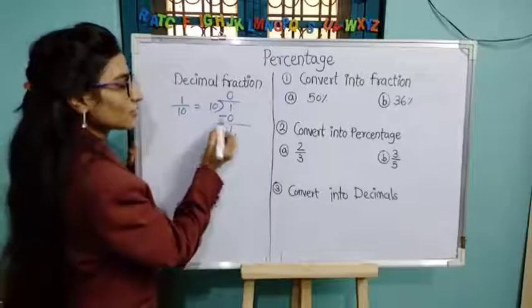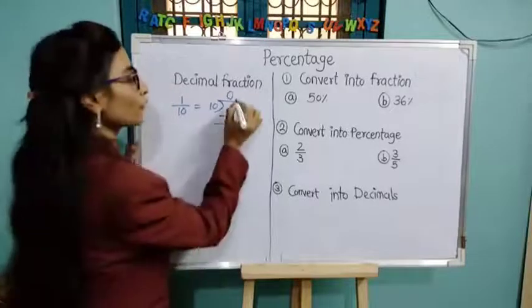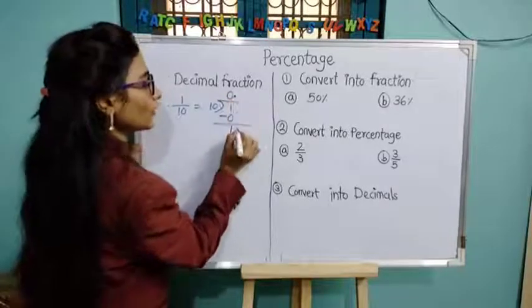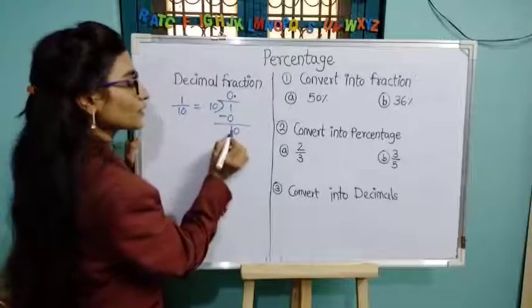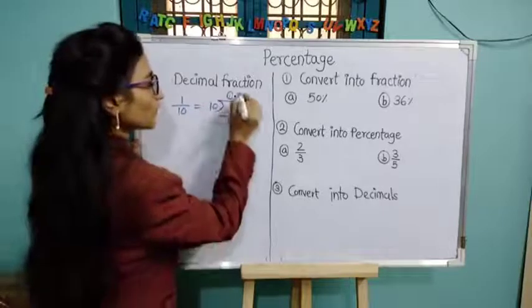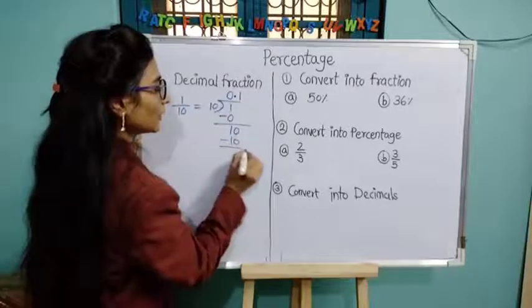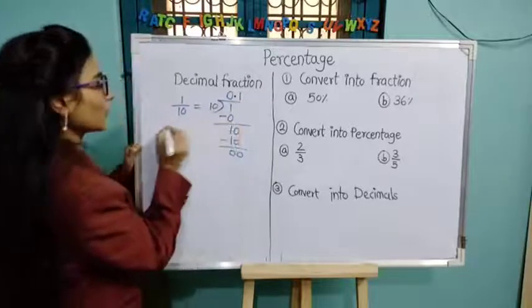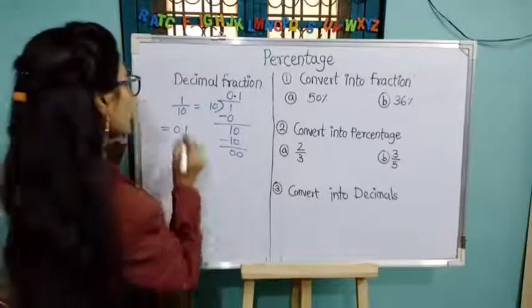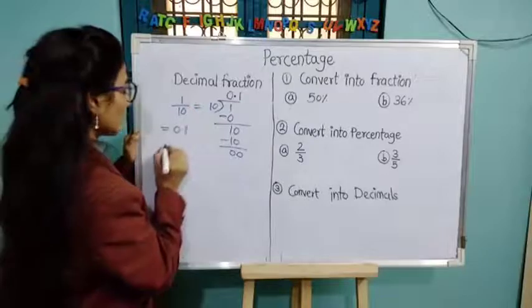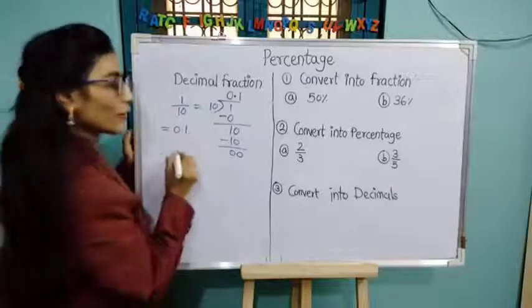Again 1 is there, which is smaller than 10. So what will we do? We put a decimal point here and take 0 with it. So 10 ones are 10, which is divisible by 10. So 10 ones are 10, and the remainder is 0. In this way we got the decimal number 0.1. So the meaning is that 1 upon 10 is equal to 0.1.